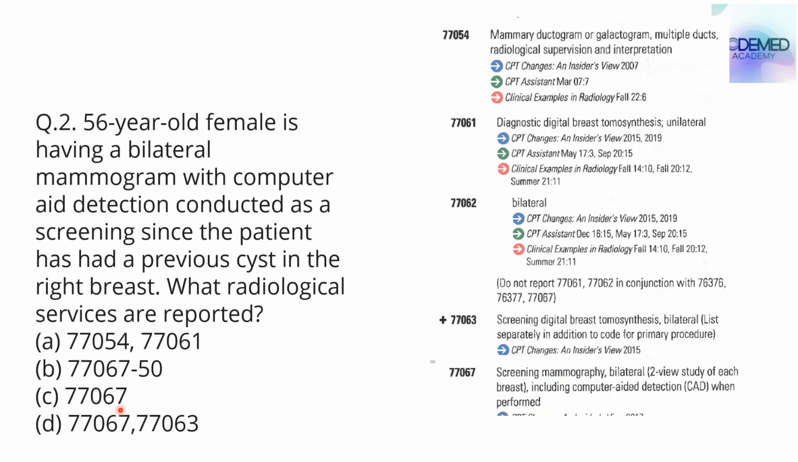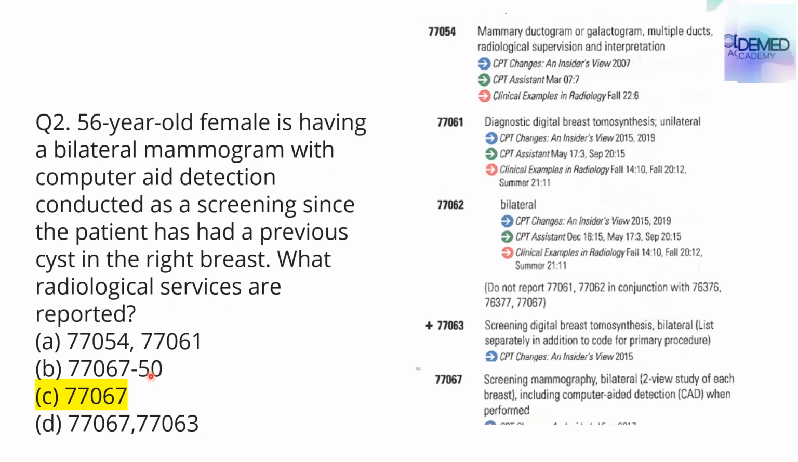So tell me what is the answer. So yes, C is the correct answer. B can't be the answer because if you see the code 77067, it includes the word bilateral. So there is no need to put the modifier 50 separately. It is called upcoding, and that's why C is the correct answer.